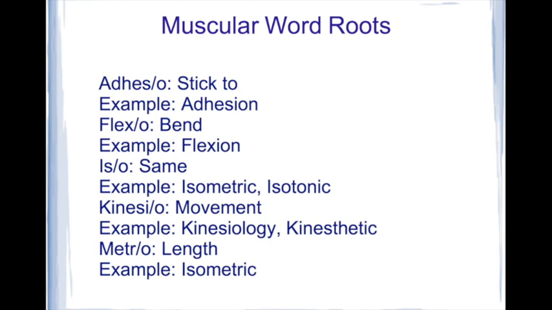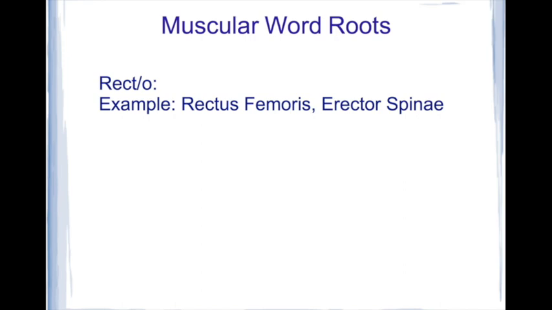Recto, like rectus femoris or erector spinae. The rectus femoris is one of our quadricep muscles, the only quadricep muscle that crosses the hip. Basically, the function of the rectus femoris is to stand us up straight, right? It lets us stand up. If rectus femoris didn't contract, then the hip would not flex and the knee would not extend, both of which we need to help us stand up straight.